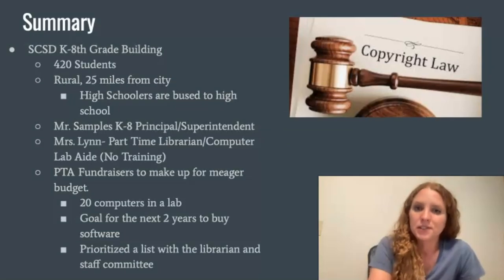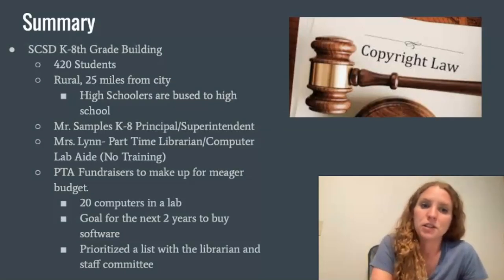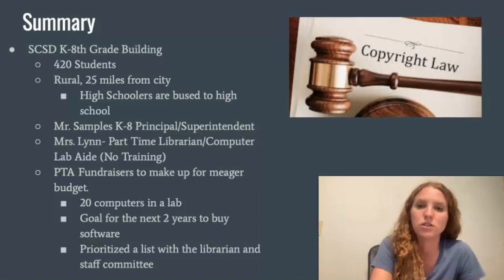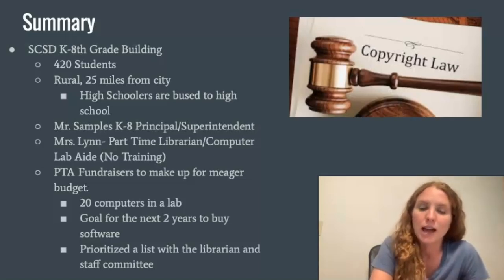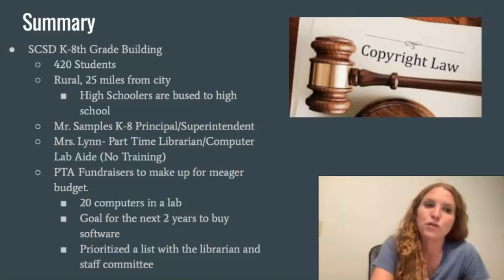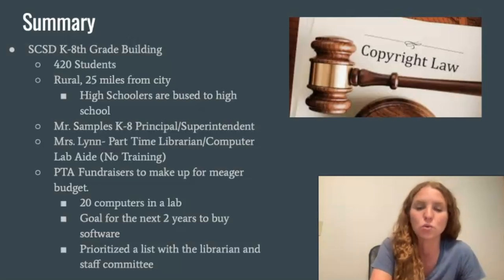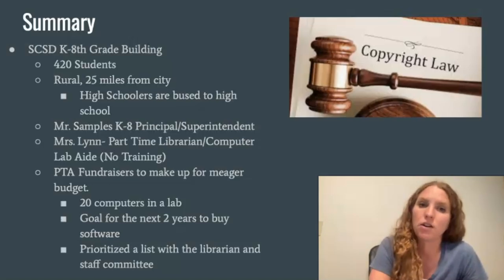To summarize the scenario, this is State City School District, in the K through 8th building, which has about 420 students. The principal and admin of this building is Keith Sample, who also serves as the district administration. This is considered a rural school, and after 8th grade, the students are bused 25 miles into the city for high school.